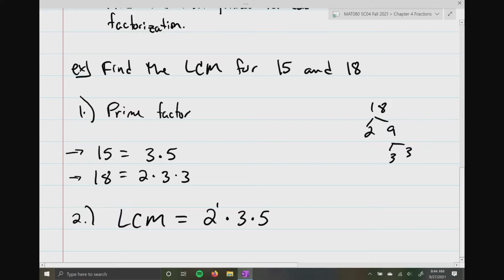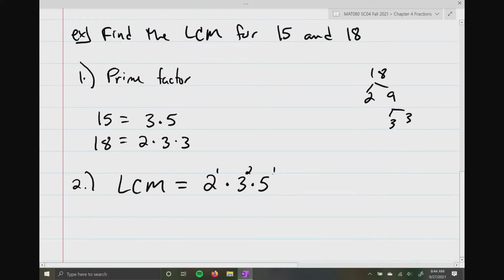Now we move on to the number 3. In 15, do we see any 3's? Yes or no? Yes, only one of them. What about in the number 18? How many? 2. So the exponent's going to be a 2 because in 18, it has the most 3's. Does that make sense, everyone? Now, what about the number 5? Well, the 15 has a 5. The 18 does not. So this is going to be 5 to the first.